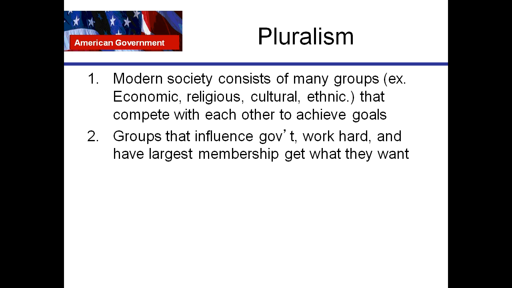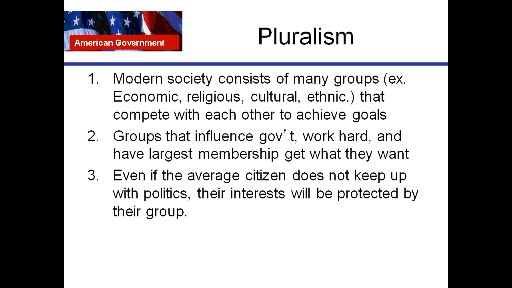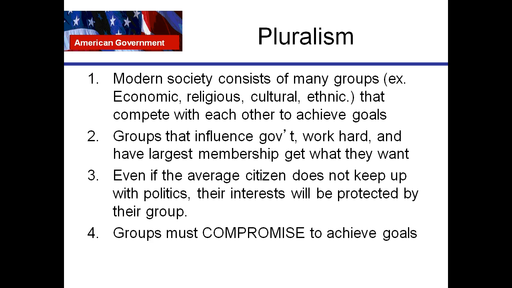about these interest groups. Now, these interest groups are what are called linkage institutions. They connect people with their government. So even if the average citizen does not keep up with politics, their interests will be protected by the group they are a part of. And very, very key to this pluralism theory is that groups must compromise to achieve goals.